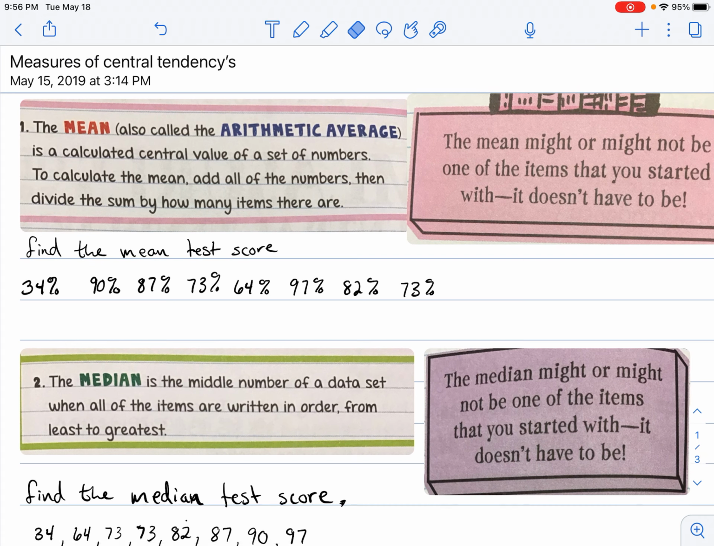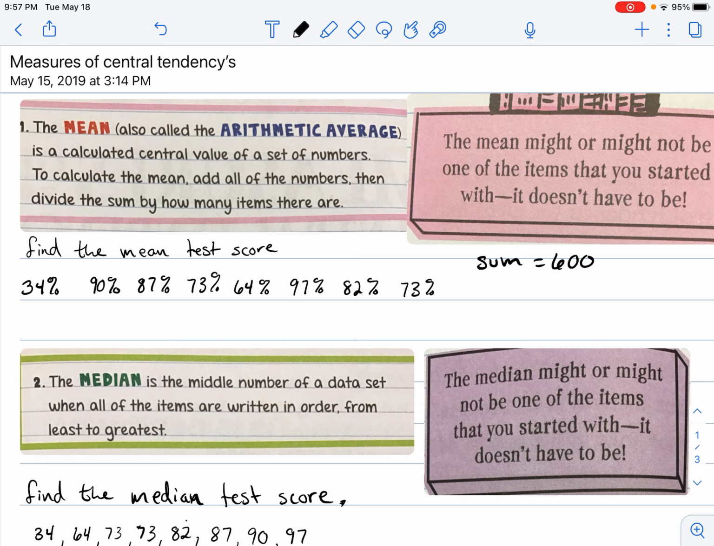Okay, so first, the mean is just the average. To calculate the mean, you're going to add up all the data points that you have and divide by the number of data points. So looking here, find the mean of the test scores. We have 1, 2, 3, 4, 5, 6, 7, 8. So we have 8 data points, or 8 scores. We're going to add those all up and then divide by the number that we have, which would be 8.